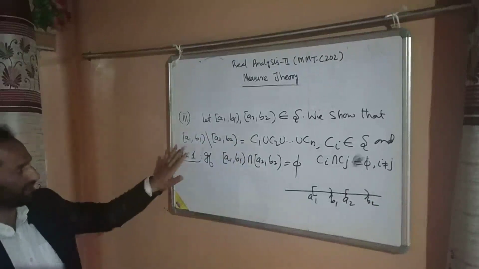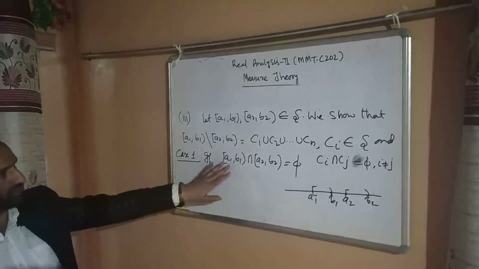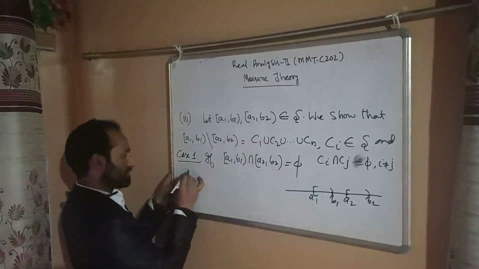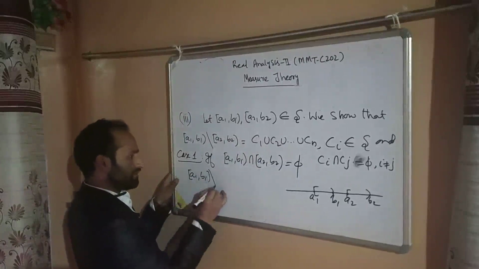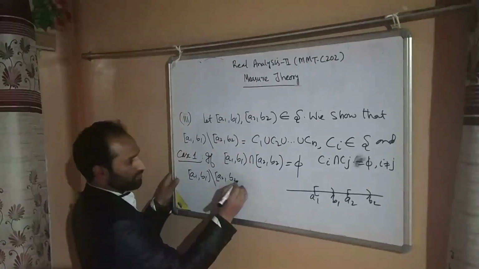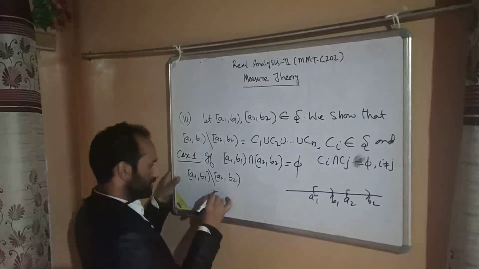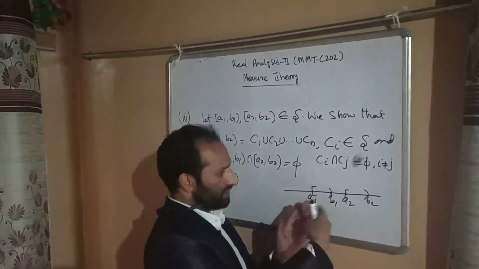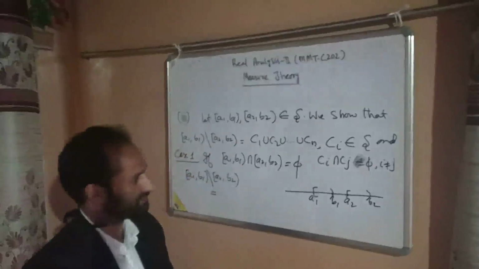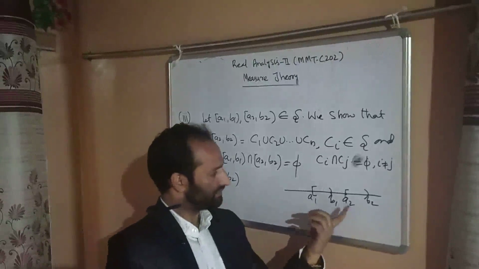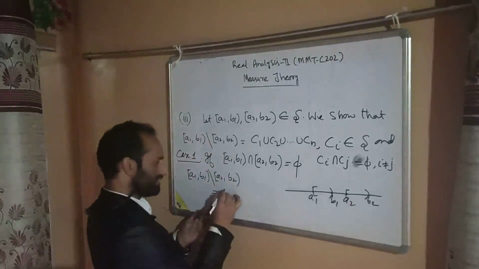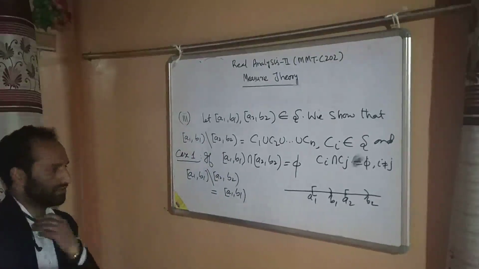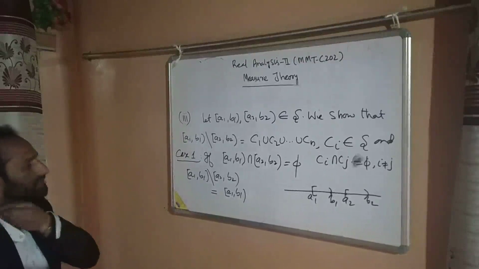Now we show that the difference of these two sets is equal to the finite disjoint union of members of S. So let's find the difference of these two sets. A1 B1 minus A2 B2 is equal to A1 B1. You have to remove A2 B2 from A1 B1. So that's equal to A1 B1 because they are disjoint actually.